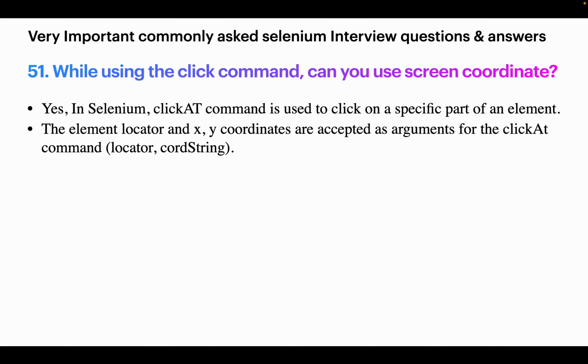So while using the click command, can you use screen coordinates? Yes, we can definitely. In Selenium, we have a command called clickAt, where we can click on a part of the web element, part of the link, by adding x and y coordinates. If you have Eclipse IDE, just try this clickAt command usage. So the question is, can you use screen coordinates while clicking using the click command? Yes, using the clickAt command, we can click the specific part of the element. The element locator and xy coordinates are accepted as arguments.